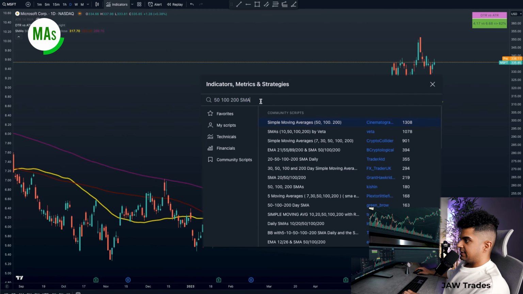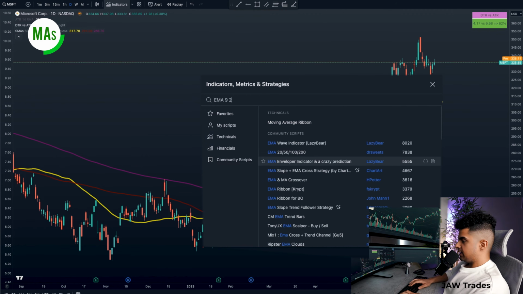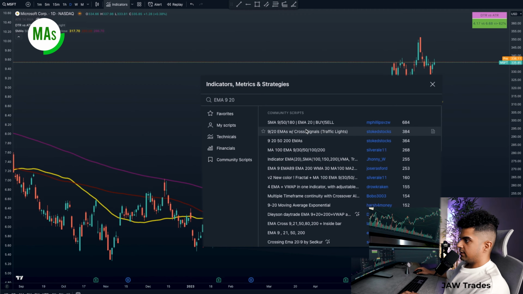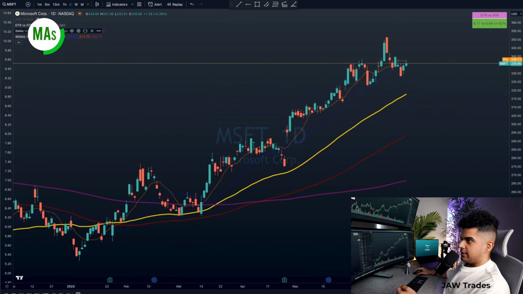So we can add this indicator and then you can search for EMAs as well, 9 and 20. Just let's search for 9 and 20 right here. 9, 20, 50, 200. So we can hide the other ones. So these are the indicators I use, SMAs.